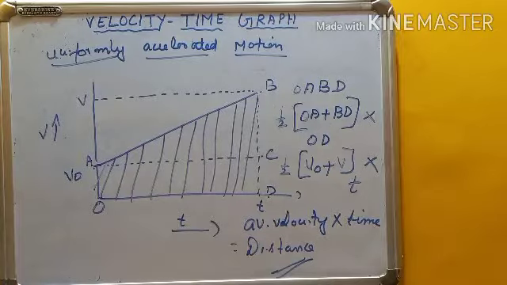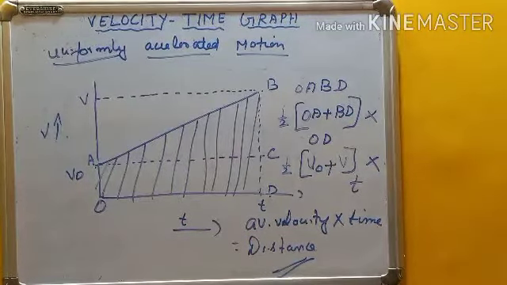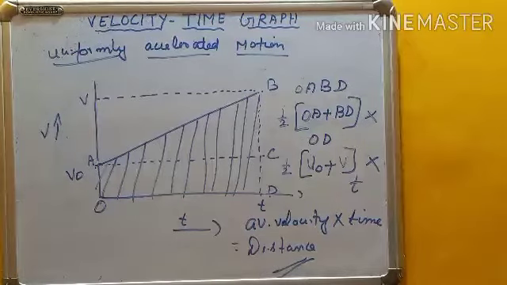So from this what did you understand? The area under the velocity time graph gives the distance travelled by the body in that given time interval. Hope it is clear, children. So we had two concepts. From the Vt graph of uniformly accelerated motion, if you find the slope of the graph, you will get the acceleration. If you find the area under the graph, you will be able to find the distance travelled by the body during that time interval. Hope it is clear.